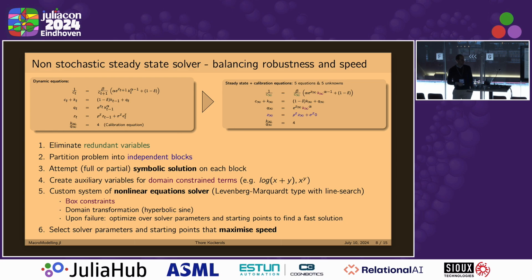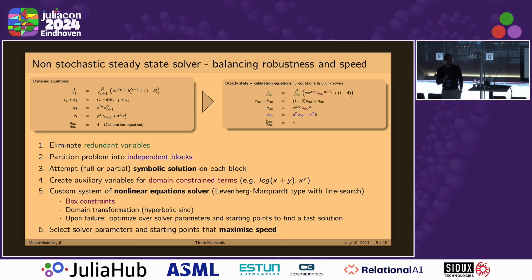Then I attempt a symbolic solution using SymPy under the hood. That can work well. It definitely helps. Sometimes you can also simplify just some parts, not solving it fully, but only partially. It definitely speeds up the computations.